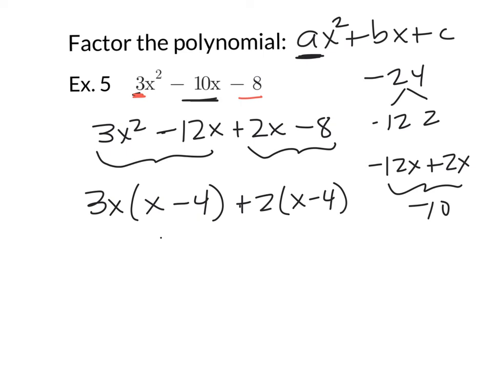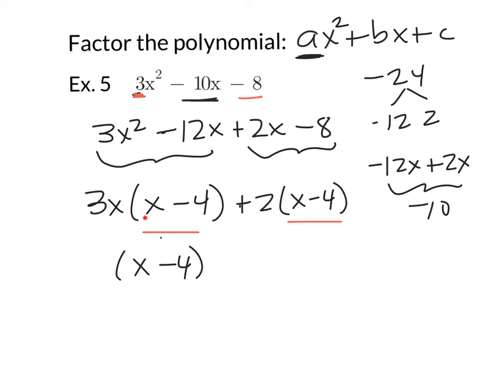So now take a close look, and you'll see that we have these 2 kind of giant terms. And in those 2 terms, we have a common factor of x minus 4. So that's going to be one of our factors of our answer, x minus 4. And the other one will be what's left when we take the x minus 4 out of each term.